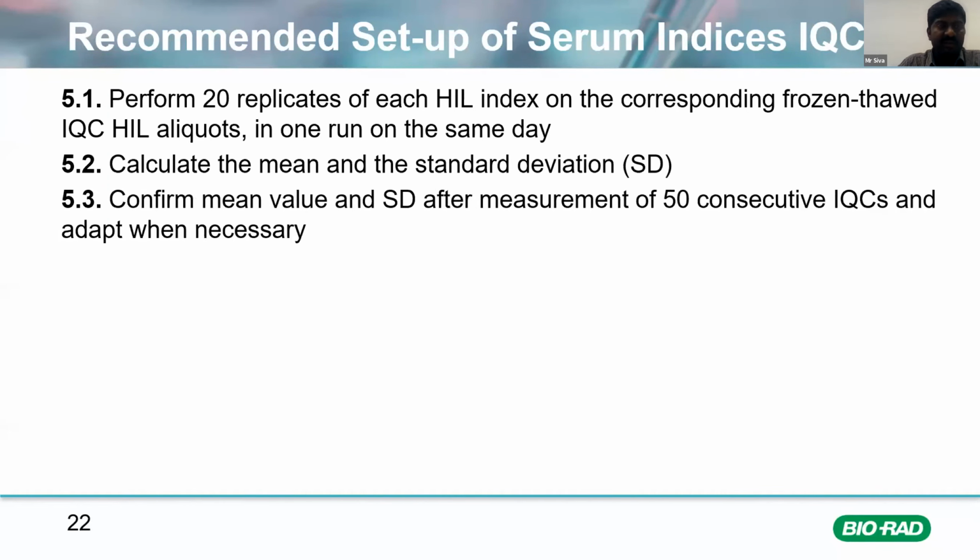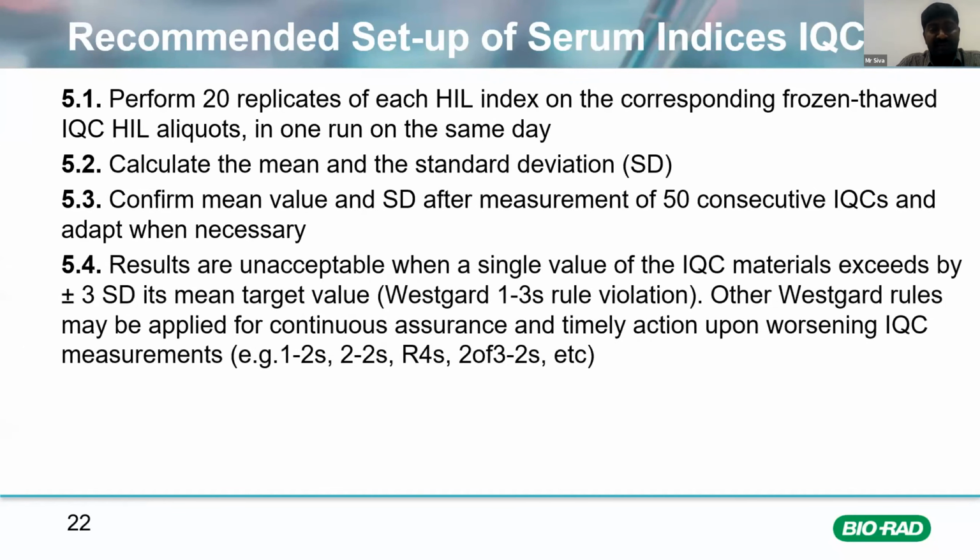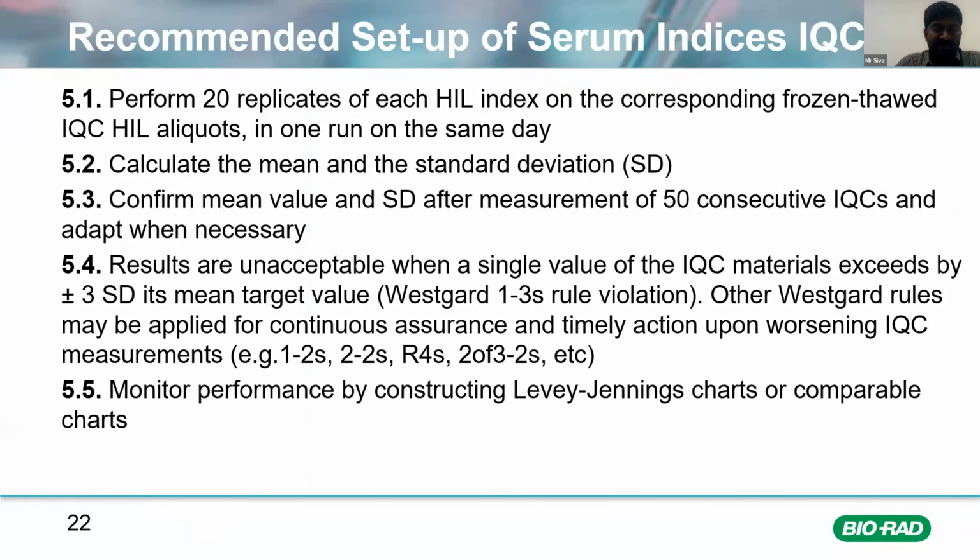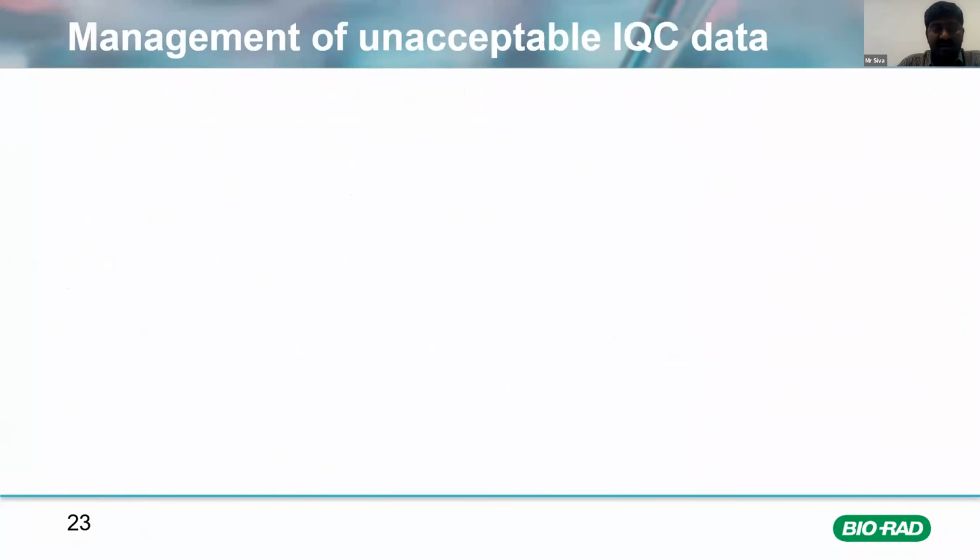I don't have to explain how it basically works. And then you can confirm or you can fix the mean by having at least 50 consecutive runs. Then you can apply the Westgard rules. And normally what Westgard rules do we apply? The same kind of set of rules that we can also apply in the serum indices. Then monitor the performance by constructing the Levey-Jennings chart.